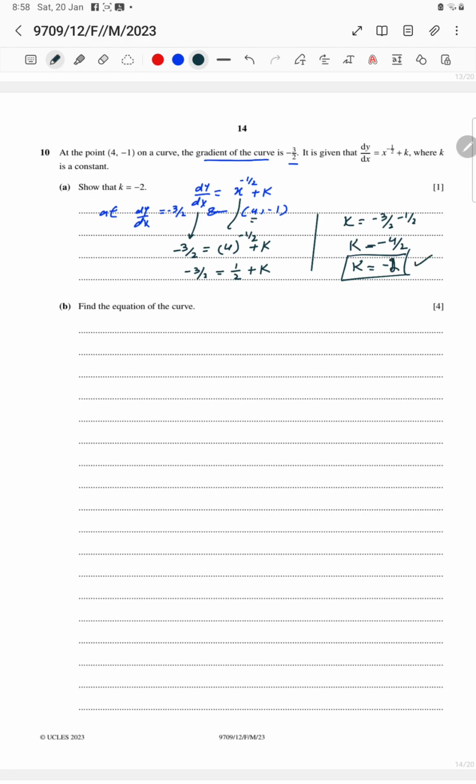I hope it is clear. Now we have to find the equation of the curve. As we are given the derivative of the function with respect to x, that is x^(-1/2) + k, and k is -2, so we can replace it. For the equation of the curve, we need to go for the reverse of derivative, that is integration. So first separate the variables: dy = (x^(-1/2) - 2) dx. Now integrate on both sides.